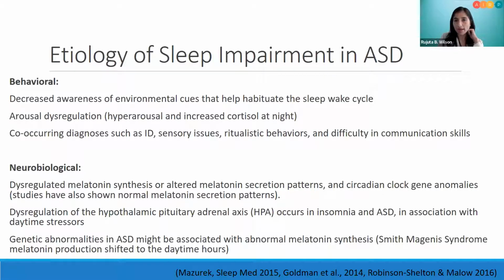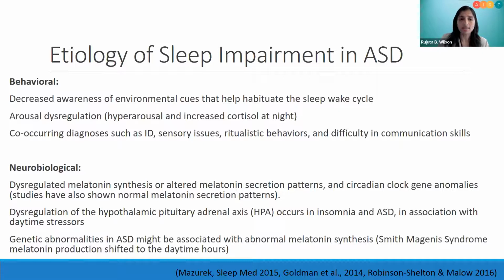Now let's talk neurobiologically. We talked a little bit briefly on normal function, or what at least we think, but some studies have shown maybe alterations in this process. One of them has been dysregulated melatonin synthesis or altered melatonin secretion patterns. And we'll talk a little bit more about this when we talk about treatment with use of melatonin. There's also been some studies looking at circadian clock gene anomalies. When we talk about that circadian clock earlier that really regulates your sleep, if there's disruptions in that, that can affect your sleep-wake cycle. And there's also been some studies that have shown normal melatonin secretion patterns.